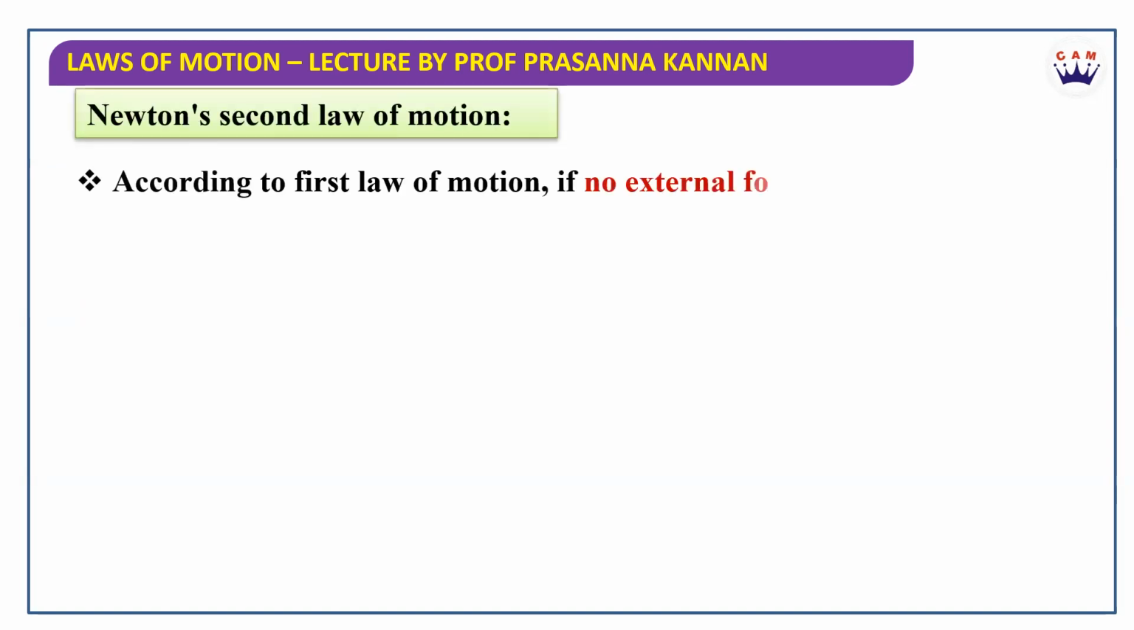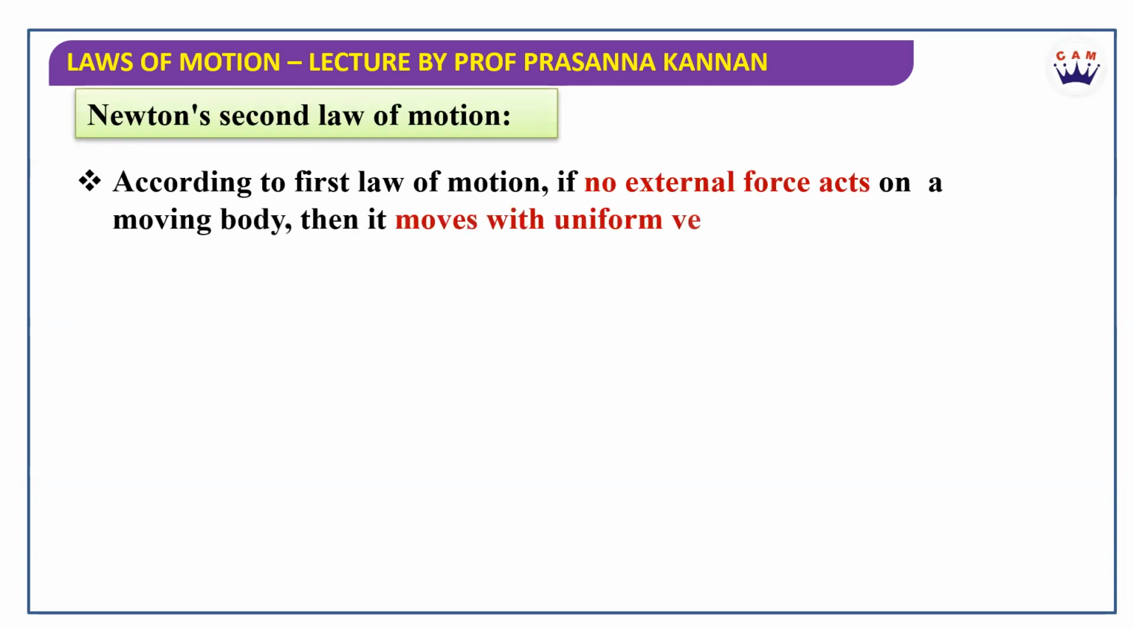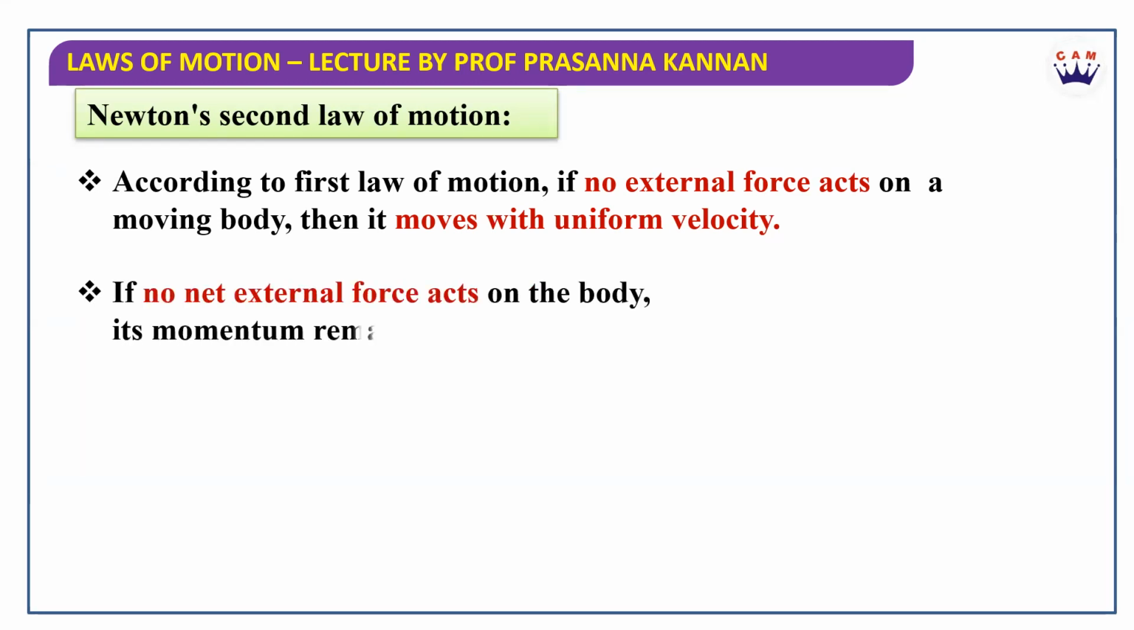According to the first law of motion, if no external force acts, then the body will continue to remain in uniform motion. So change in momentum will be 0. Velocity is constant. If no external force acts on the body, momentum remains constant. If you have learned a little bit of calculus, which is there in your first chapter, motion in a straight line, you will appreciate this a little more. Even otherwise, I'll tell you in both ways.